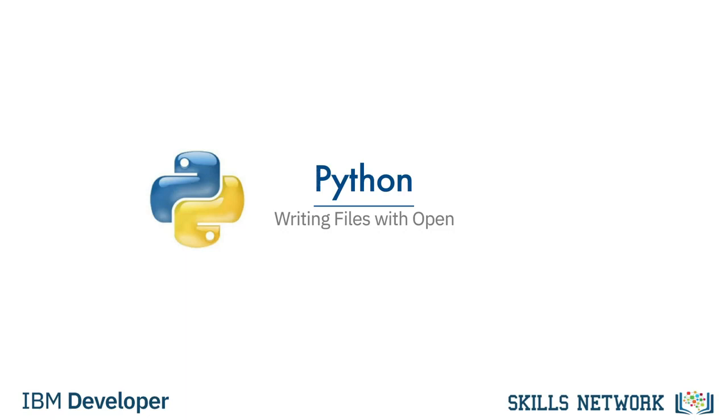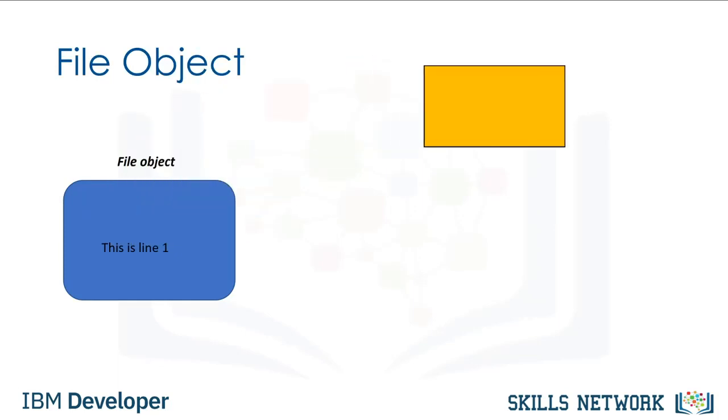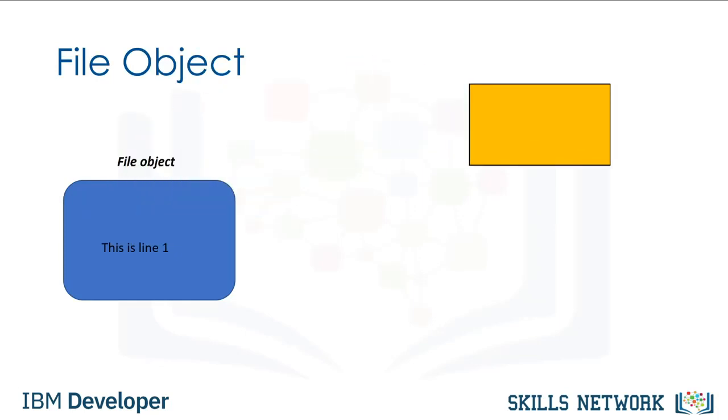We can also write to files using the open function. We will use Python's open function to get a file object, to create a text file. We can apply the method write to write data to that file. As a result, text will be written to the file.